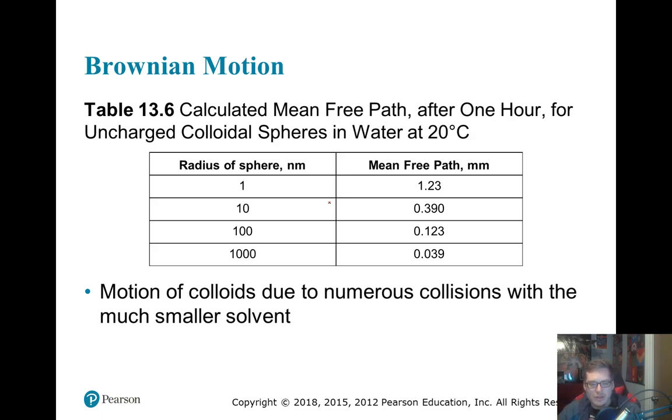We're not going to do much more than that with it. I just want you to be aware of the properties of colloids, what's causing them, emulsification, Brownian motion, and so on and so forth.